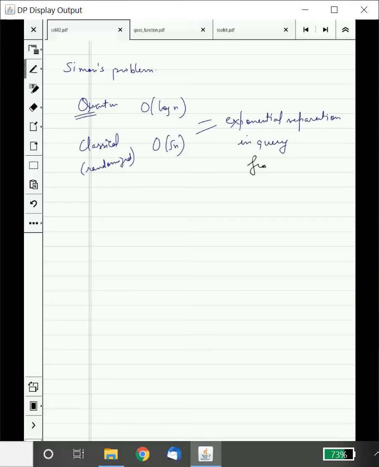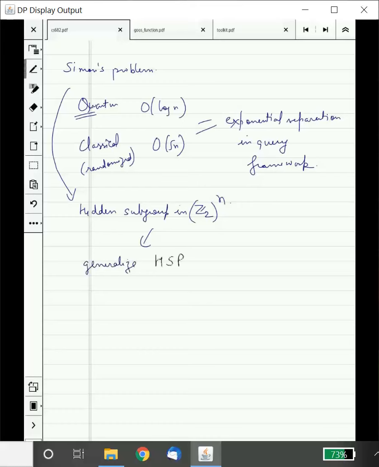We also saw that we could think of Simon's problem as a kind of hidden subgroup problem in Z_2 to the power k. This is going to be very important, and we are going to generalize it next, and we will call this the hidden subgroup problem on finite abelian groups. Thank you.